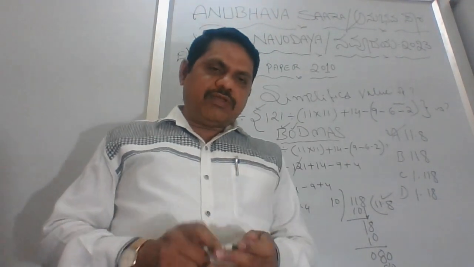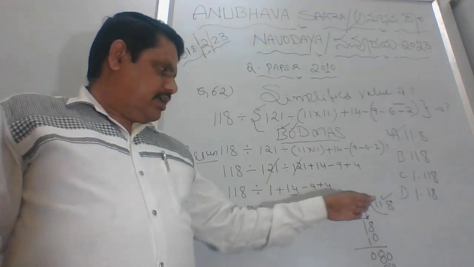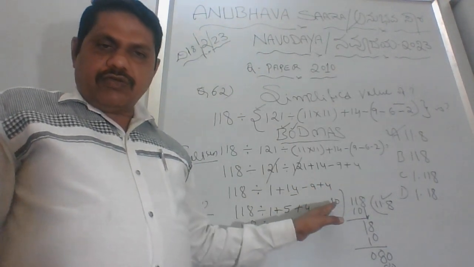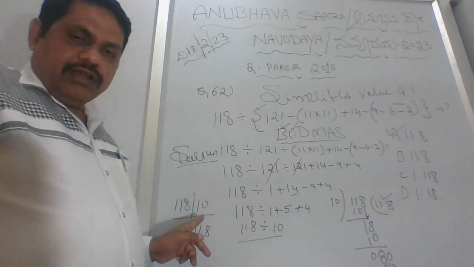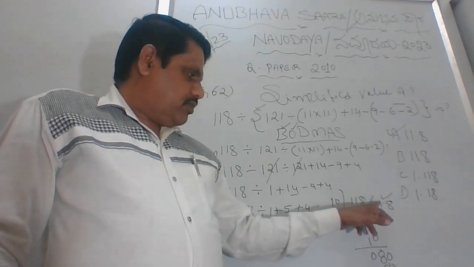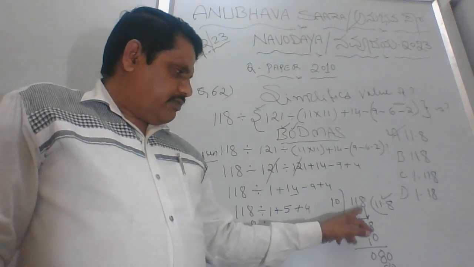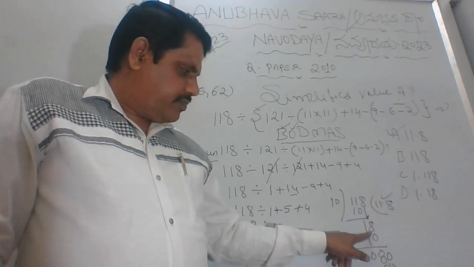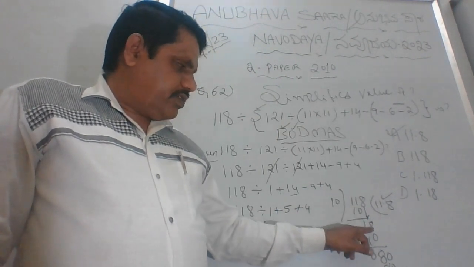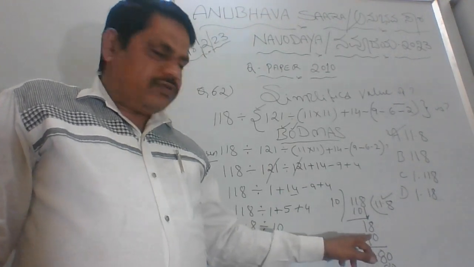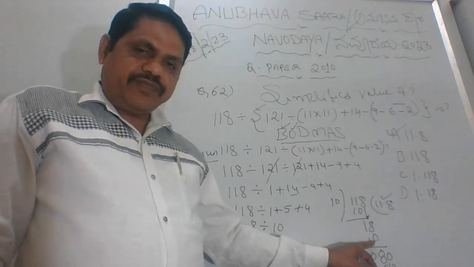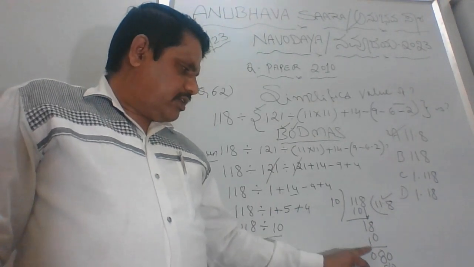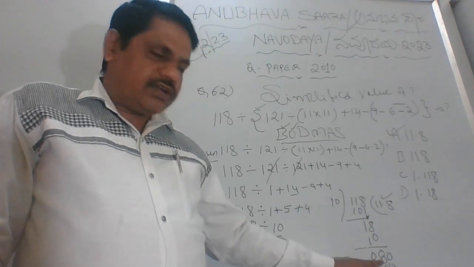Got it? So I'll explain this again. 118, we are going to divide by 10. That's 118 divided by 10. 10 ones are 10. So 11 minus 10 is 1. Okay. Then we have taken the 8. The 8 came down here. Then 10 ones are 10. So here again 1 minus 1 is 0. 8 remains, which we have taken.